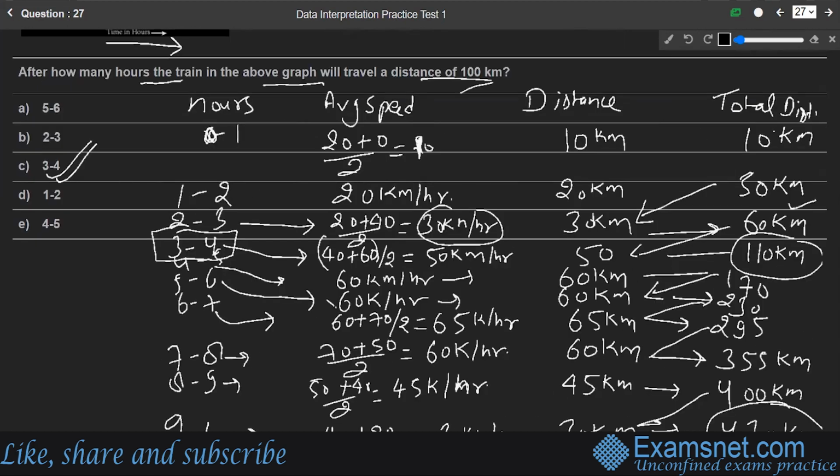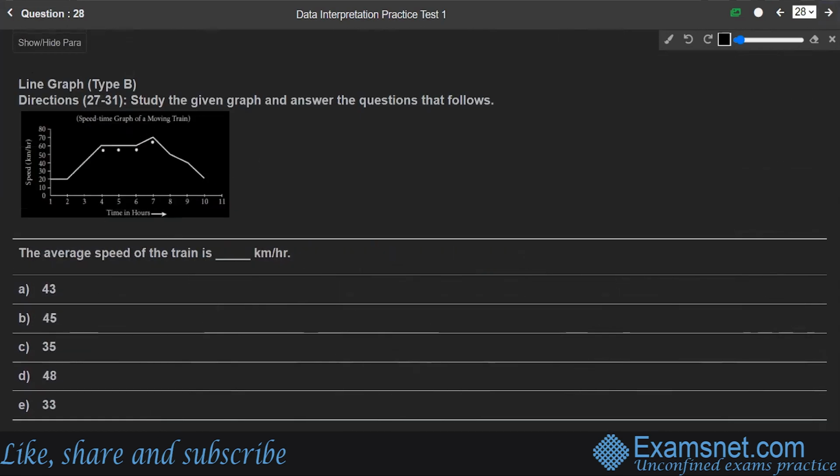Okay, so let us go to the next question. Now the next question says the average speed of the train is.